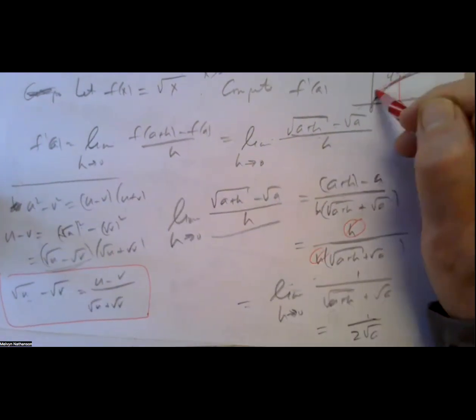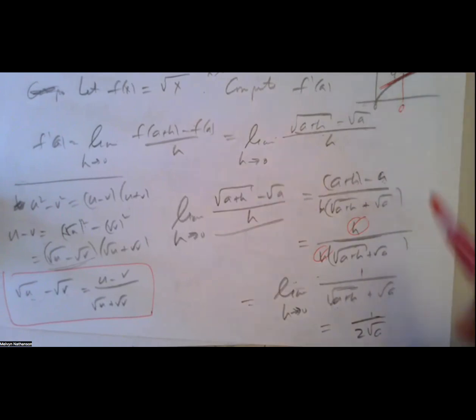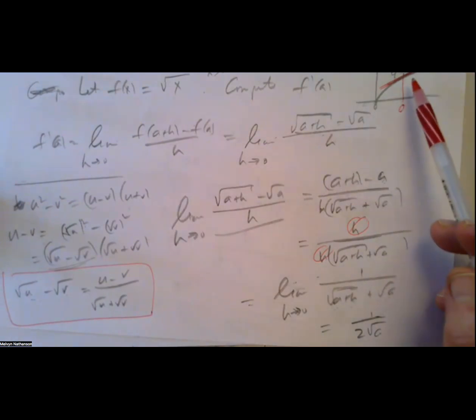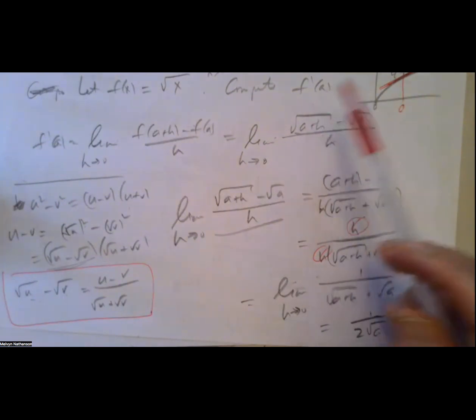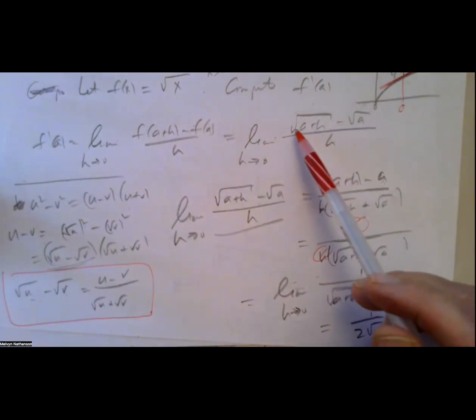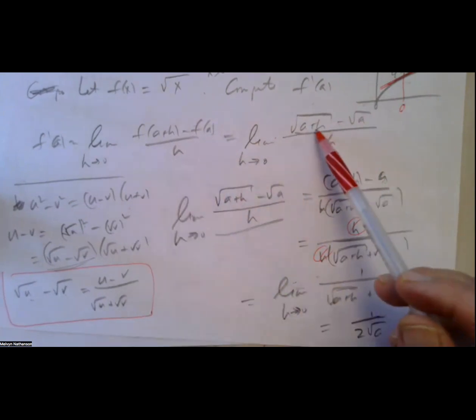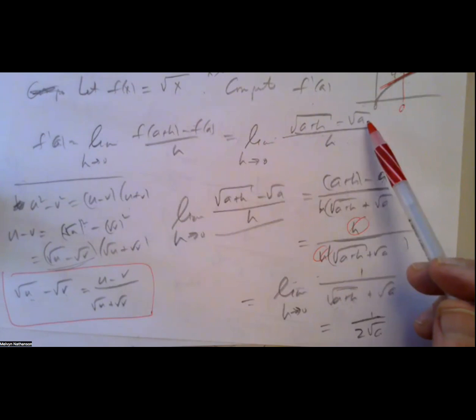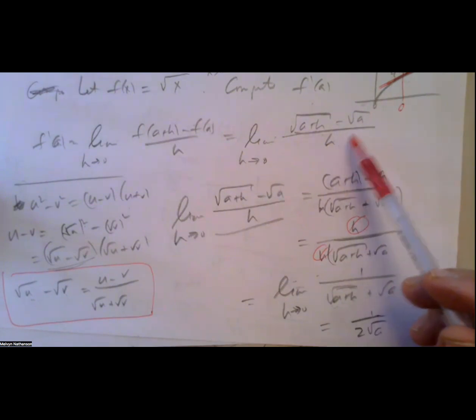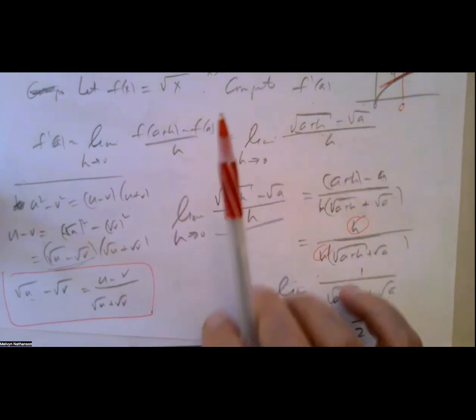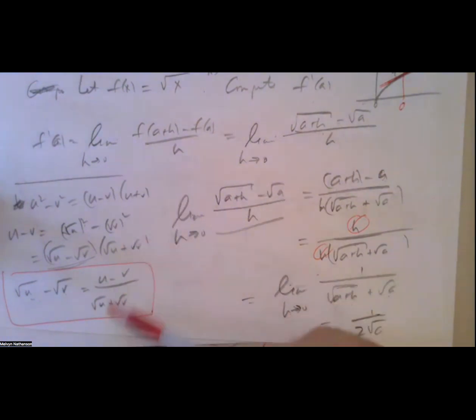Here's the tangent line to the square root function. I want to find the slope of this tangent line. That is f prime of a. So I'm taking f of a plus h minus f of a over h. That's the square root of a plus h minus the square root of a over h. And I use this bit of high school algebra, but it's a little clever bit.